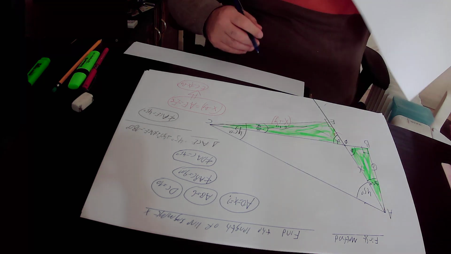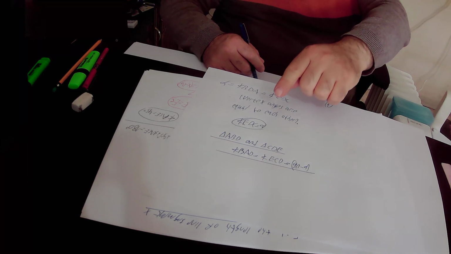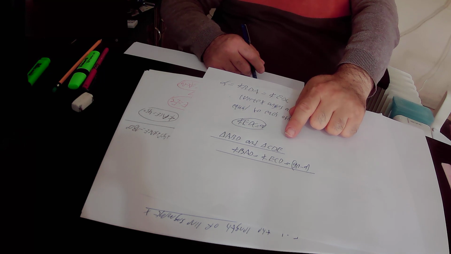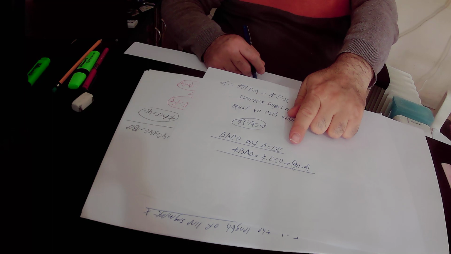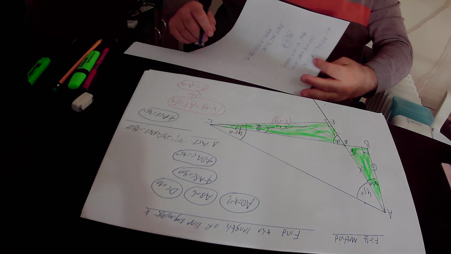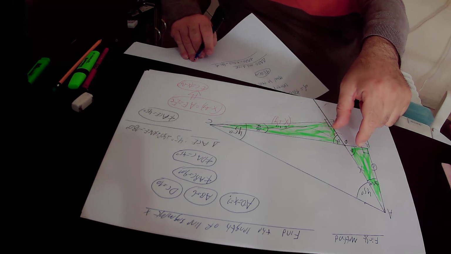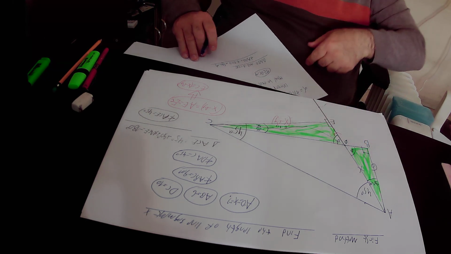I'll repeat again. In the right triangle ABD and the right triangle CDE, angle BAD equals angle ECD, and both angles are equal to 90 degrees minus alpha. We have those two angles that both are equal to alpha.